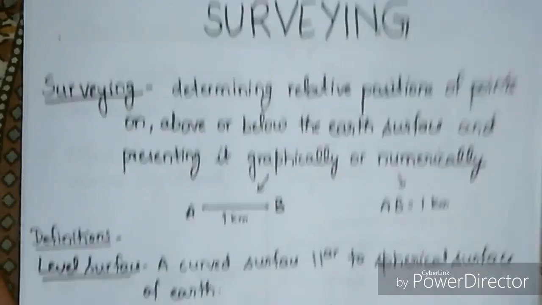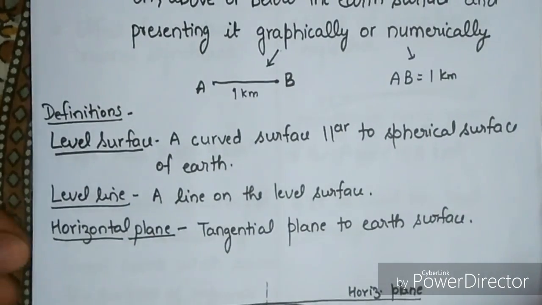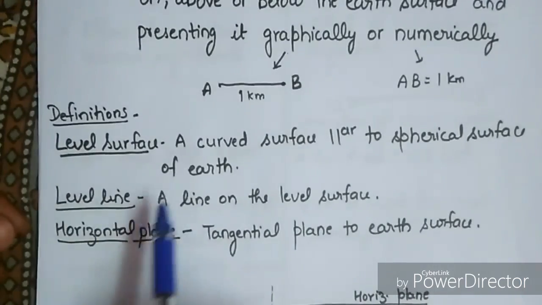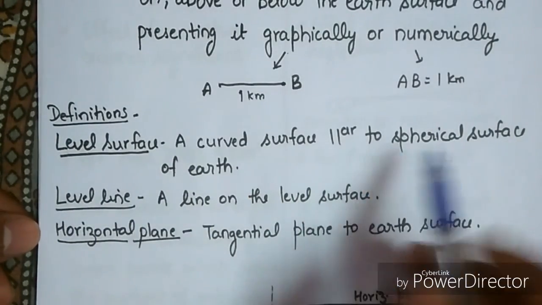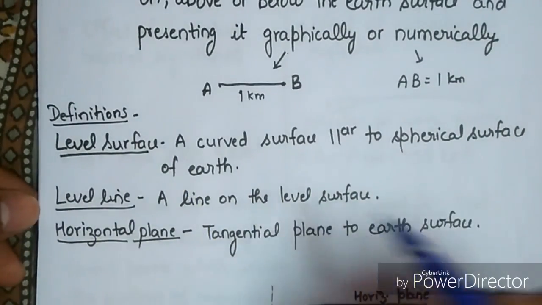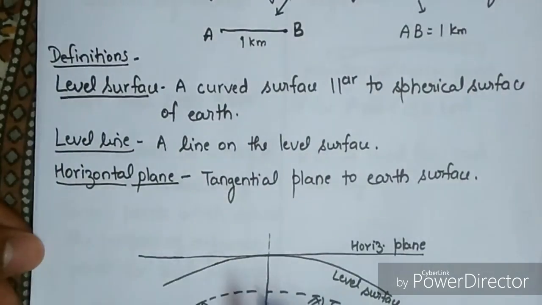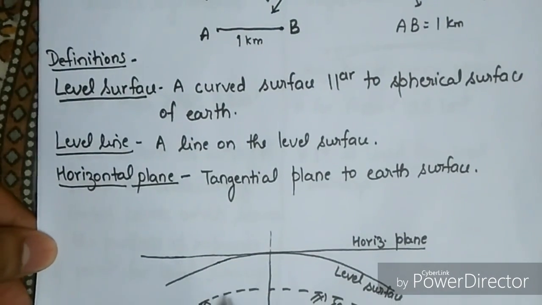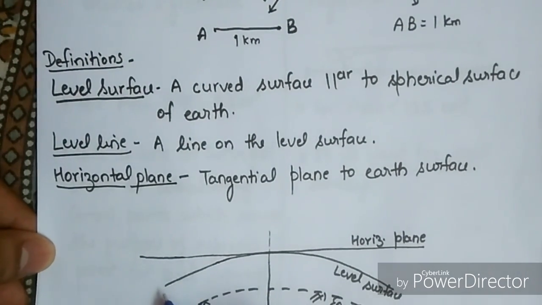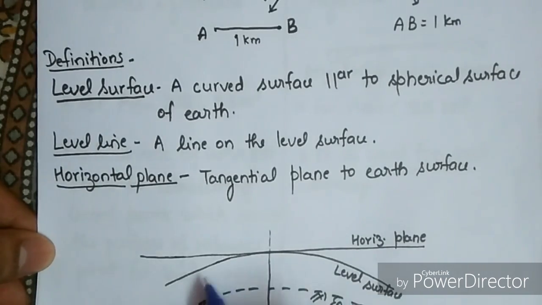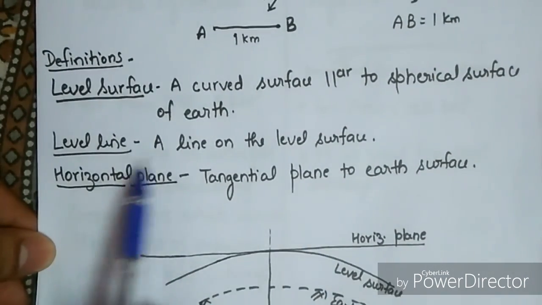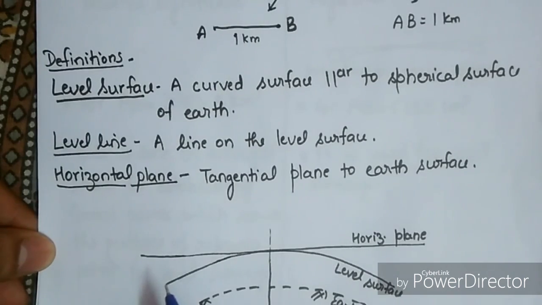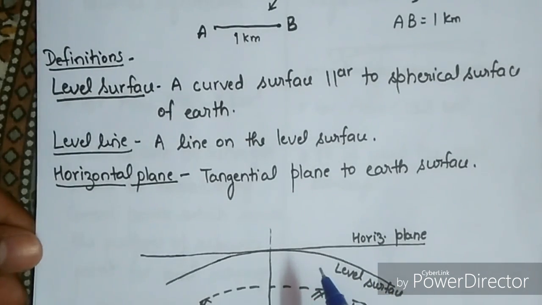Now we come to the basic definitions in surveying. The first one is level surface, a curved surface parallel to the spherical surface of earth. You can watch it here. This is the earth surface, okay, and the level surface is just a line parallel to this earth surface. Okay, this is the level surface. Now what is the level line? Any line on the level surface is called a level line.